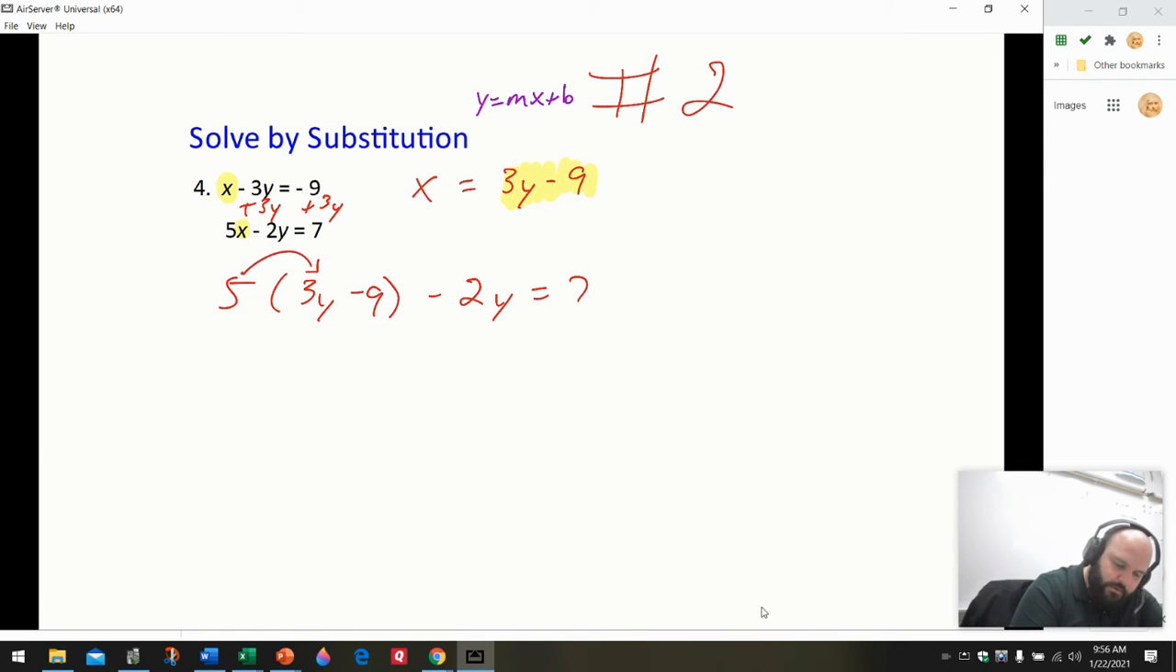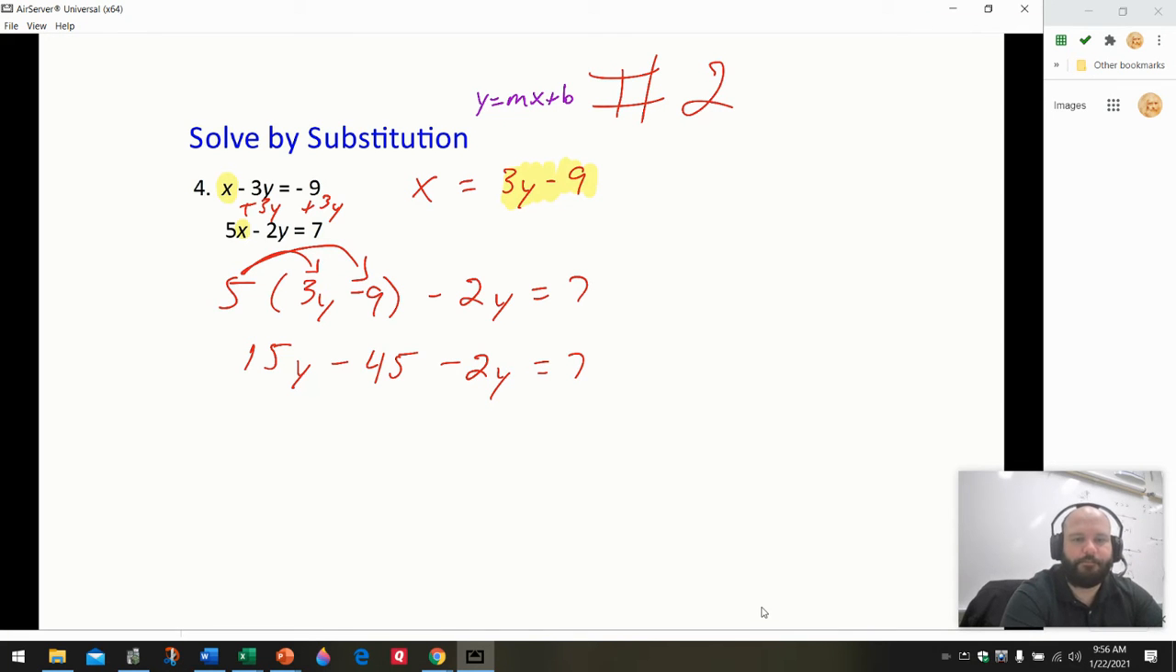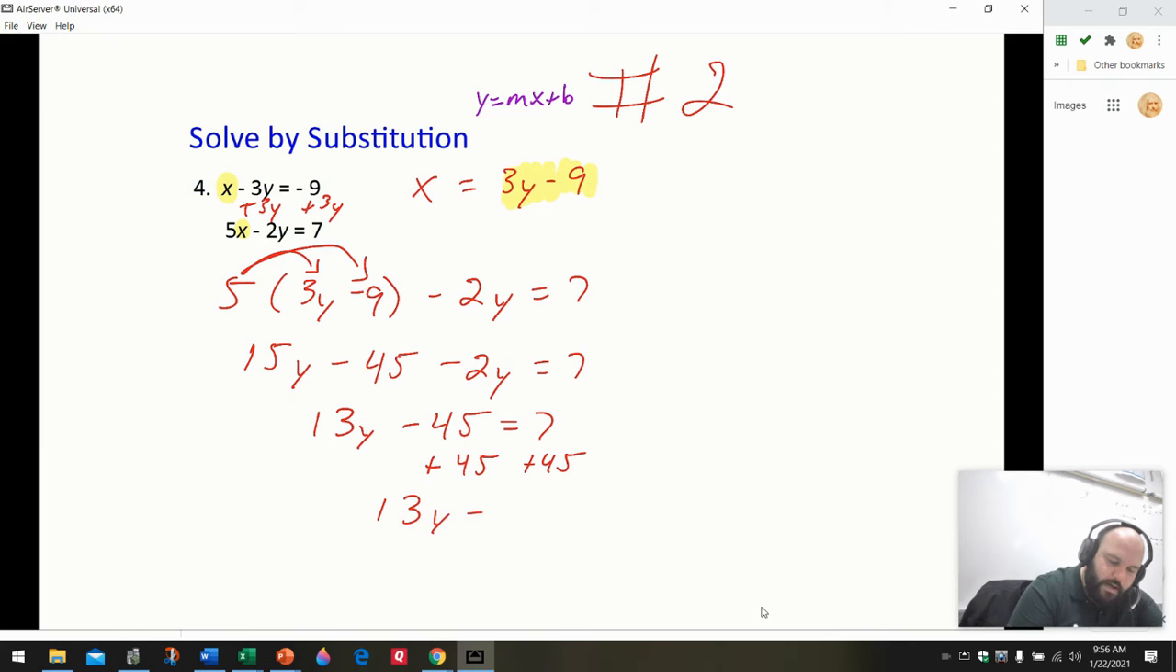So the first thing we're going to do is distribute the 5, and we'll get 15y minus 45 minus 2y is equal to 7. Now there are two like terms here, the 15y and the minus 2y. So those two like terms need to be combined. 15 minus 2 is 13. So we have 13y minus 45 is equal to 7. Now, once we've done that, we're going to go ahead and add 45 to both sides. And we'll be left with 13y is equal to 52.